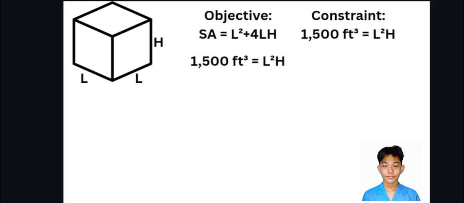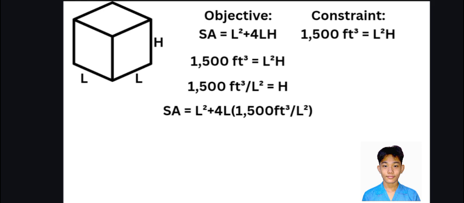So now let us solve it. We have 1,500 cubic feet equals L squared times H. We want to isolate H, so let's divide both sides by L squared. L squared will cancel on the right side, and 1,500 will have L squared as its denominator. And now let us substitute the value of H in our surface area formula, and after simplifying it, we will have L squared plus 6,000 over L.